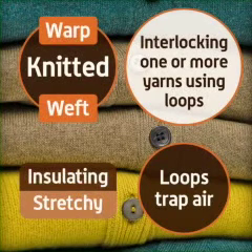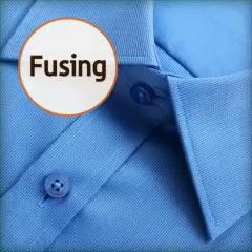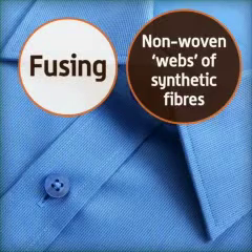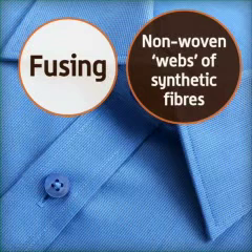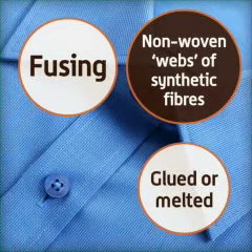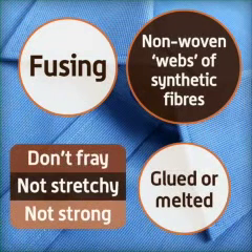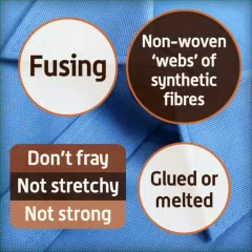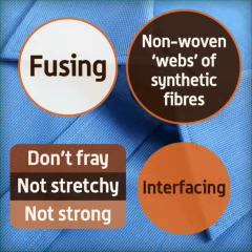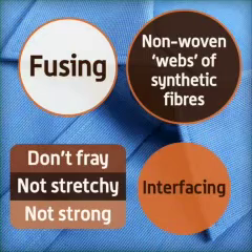Knitted fabrics are made by interlocking 1 or more yarns together using loops. The loops trap air so the fabric insulates, and it is more stretchy than woven fabric, so is ideal for jumpers, socks, and tights. Fusing or bonding involves non-woven webs made of synthetic fibres, not yarns, glued or melted together. These materials do not fray when cut, are not stretchy, and not very strong. They are used for interfacing, for example, thickness in shirt collars.